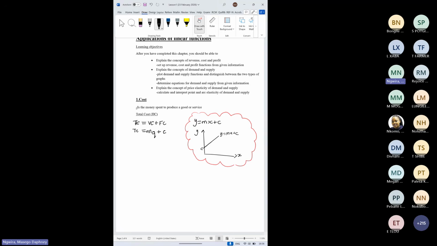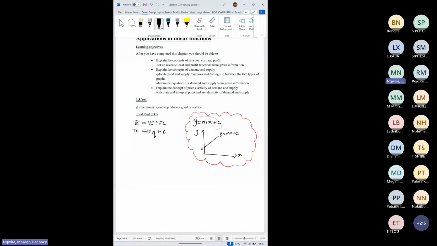For total cost, a function must have a slope and also a y-intercept. If it's not there, my graph is going to start at 0. So for the total cost function, I'm going to have mQ plus c. I'm using m and c so that you can understand the concept when we do the linear function, going back to the basics where I started. So my total cost function is going to be mQ plus c.